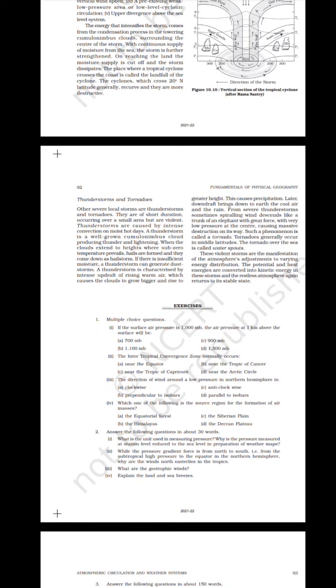Answer the following questions in about 30 words. What is the unit used for measuring pressure? Why is the pressure measured at station level reduced to the sea level in preparation of weather maps? While the pressure gradient force is from north to south, that is from the subtropical high pressure to the equator in the northern hemisphere, why are the winds easterlies in the tropics? What are the geostrophic winds? Explain the land and sea breezes.